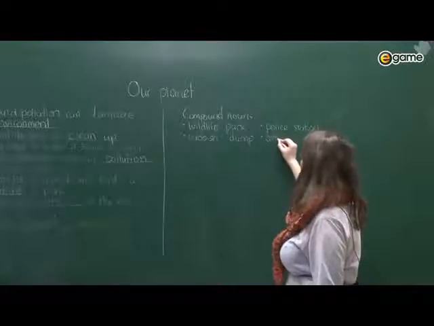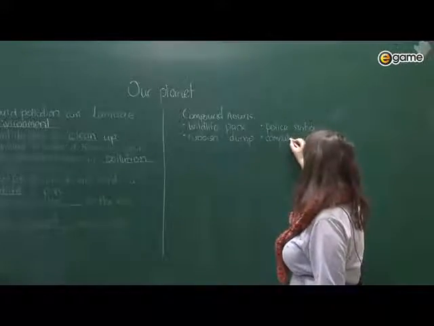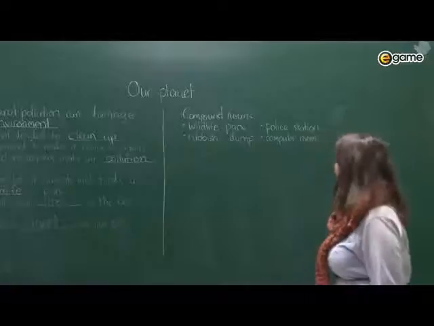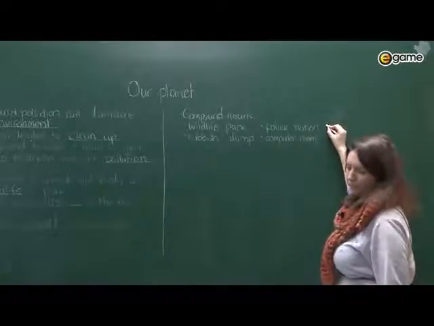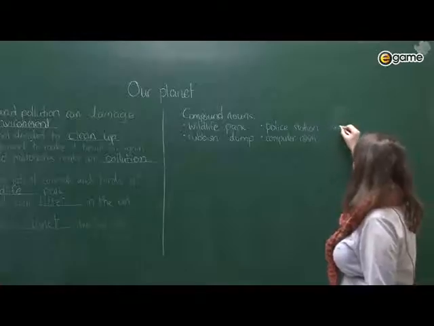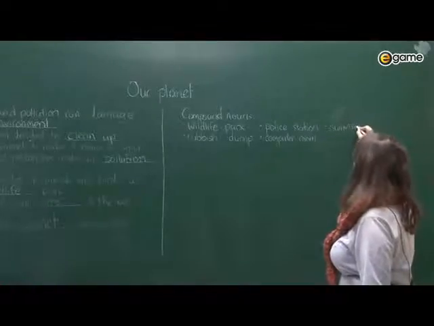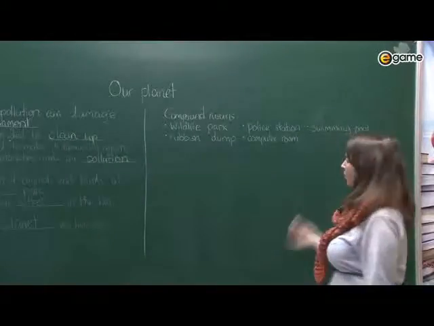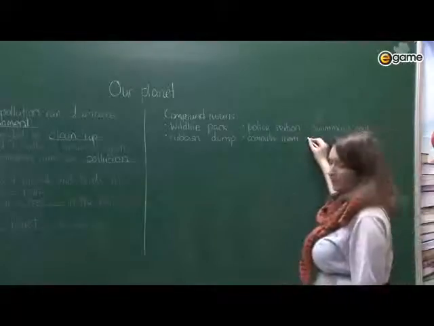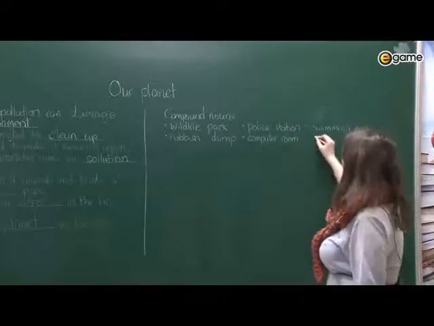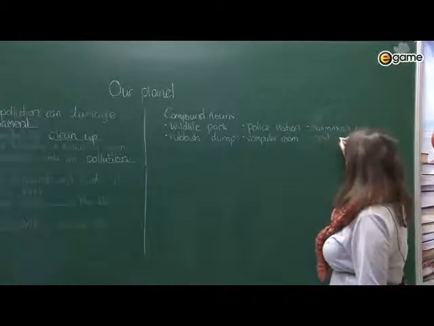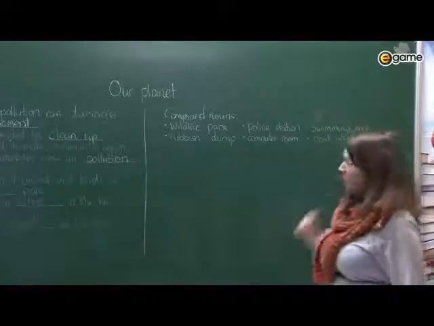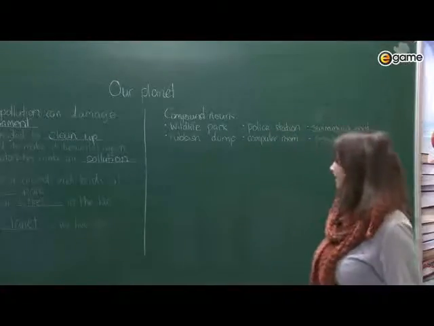Computer room. Computer room. Swimming pool. A pool for swimming, a swimming pool. And post office. Okay, so these are all examples of compound nouns.